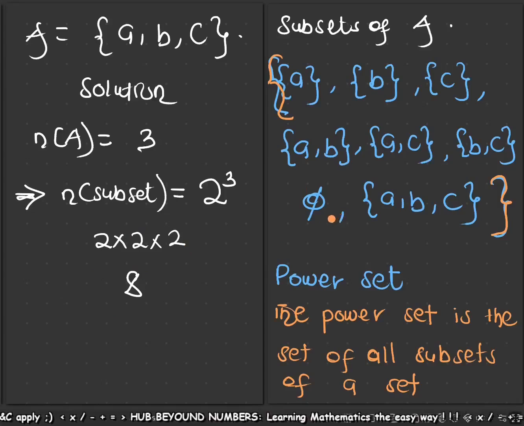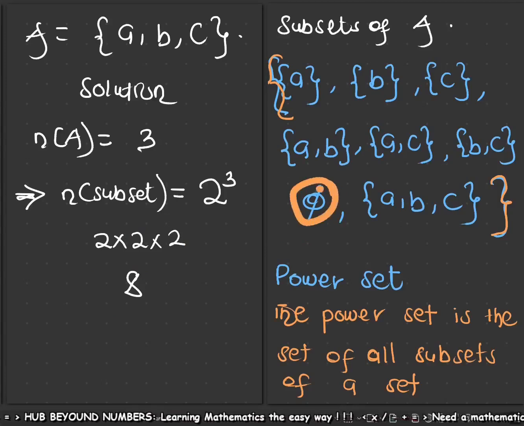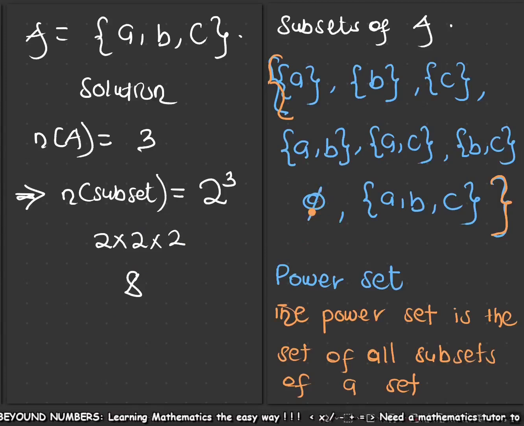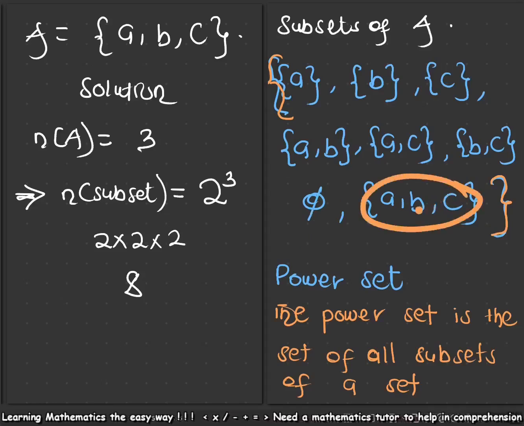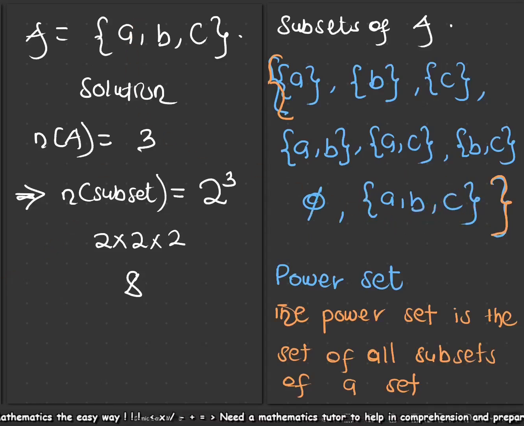So the first one is the null set is a subset of every set. We added a null set. And then finally, we said a set is a subset of itself. This here. You get it? So that is it over there.